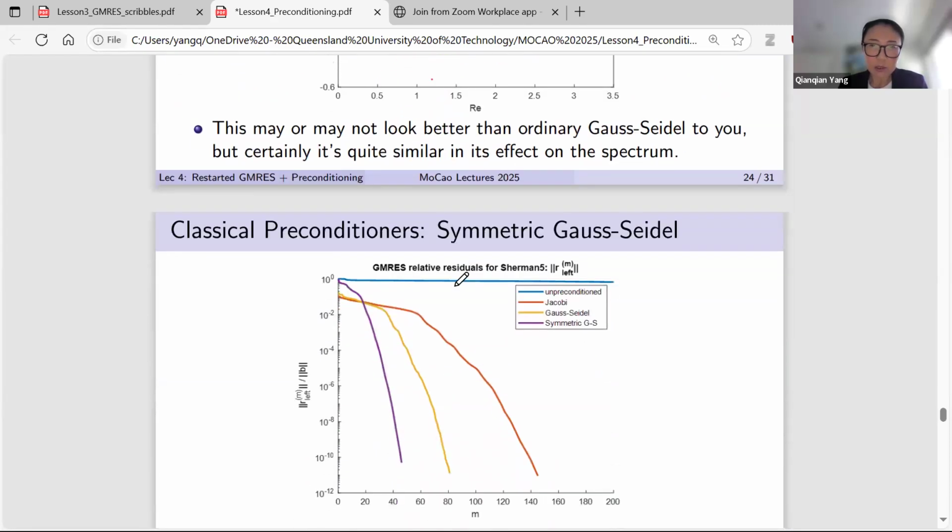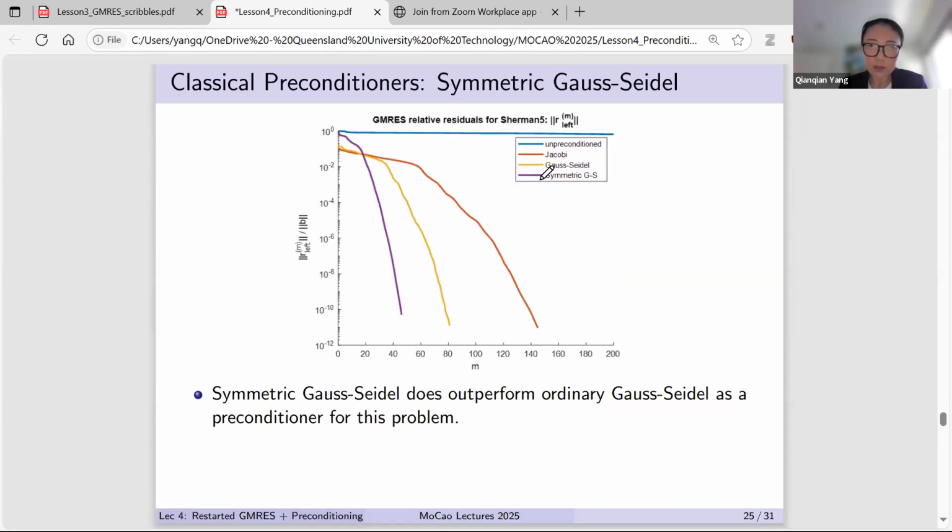So let's have a look at its performance then. This purple one is for the symmetric Gauss-Seidel. You see that it converged faster again, in around 45 iterations. So for this problem, symmetric Gauss-Seidel outperforms the ordinary Gauss-Seidel as a preconditioner. But I want to emphasize that this is for this example; there is no guarantee it works every time. It's really problem dependent.